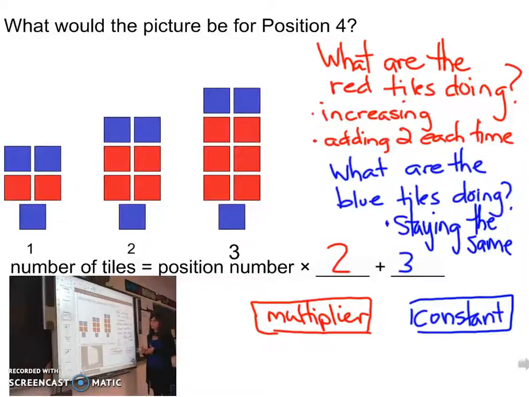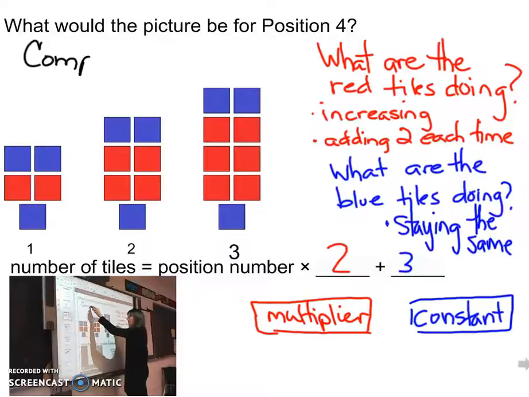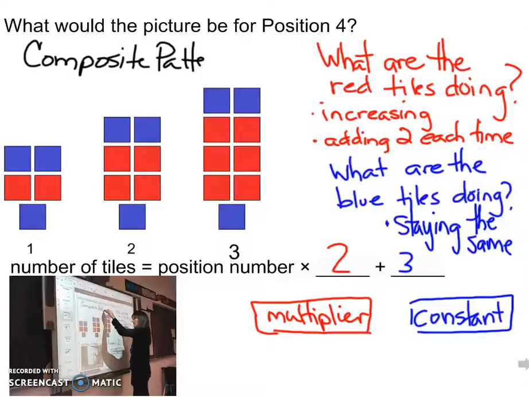Today, we did composite patterns. Different than the other days, we looked at one-step patterns, and today we came up with composite patterns. Composite patterns are those that have more than one thing going on.